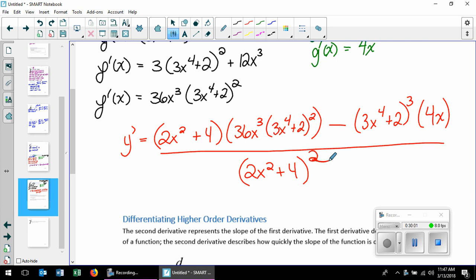Do you want to simplify it? You could if you wanted to. So these chain rule, quotient rule, and product rule are all on your formula sheet. So you should be okay to do that. Wow. Boring. Sorry.